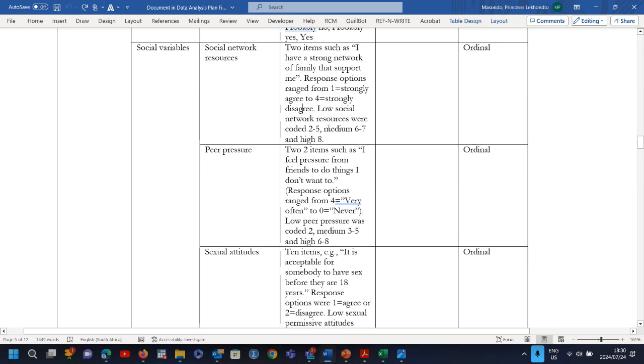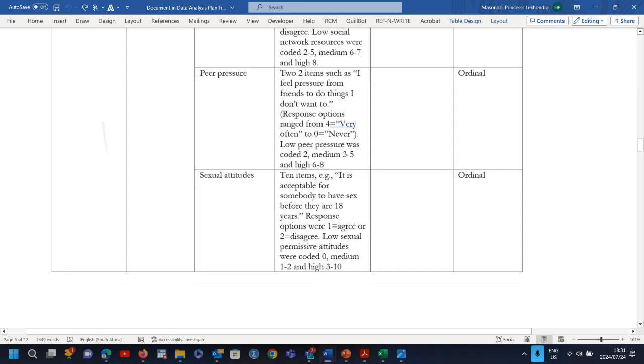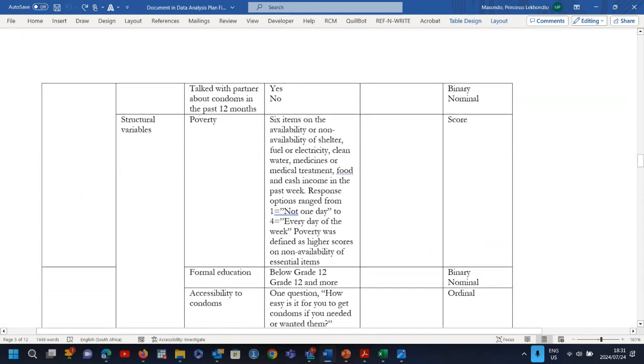And then they say you add, right? And once they've added, if you got a score between 2 to 5, you are regarded as having low social network. If you get a score between 6 to 7, you have medium, and 8, you have high social network. So with every variable, you tell us how you're going to measure it. And if you are using more than one question, how are you going to use both of them together? Then there are also structural variables.